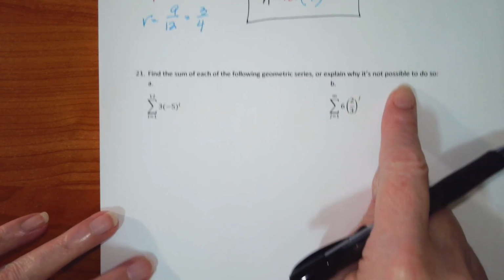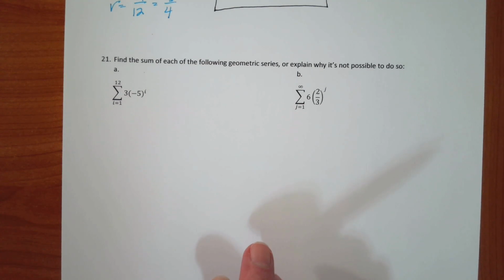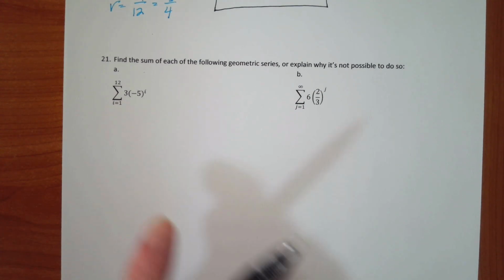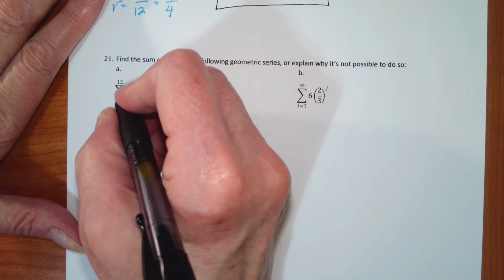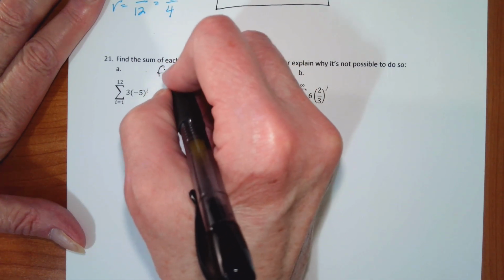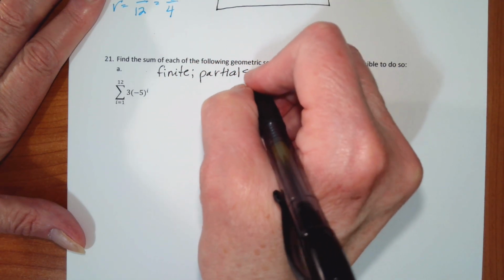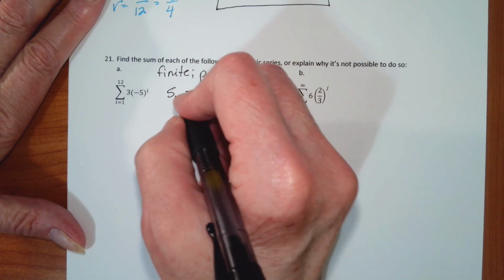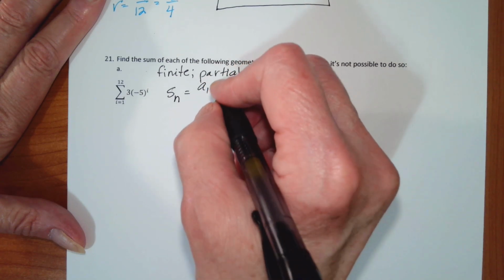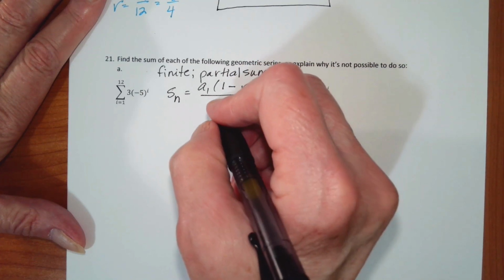Okay, find the sum. All right, now there are two different ways that you have to do this for geometric. If it's finite, if it ends, if it goes from 1 to some number, this is finite, which means this is the partial sum. And the formula for that is the sum of the n terms is equal to the first term times 1 minus r to the n divided by 1 minus r.